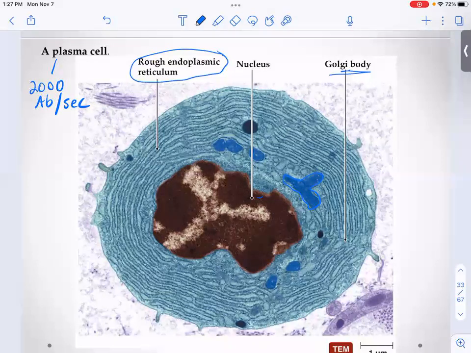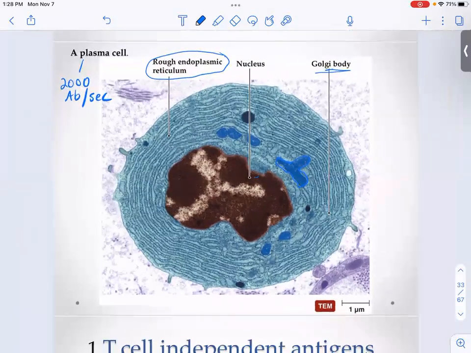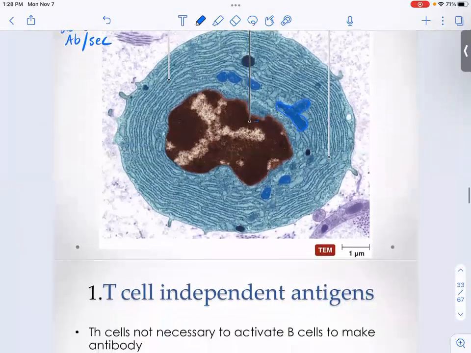There actually are different kinds of plasma cells. These ones that are really kicking out antibody fast are pretty short-lived. They only last maybe a couple days. There are longer acting plasma cells that make antibody more slowly over a longer period of time. Again, that's a transmission electron microscope image of a plasma cell.